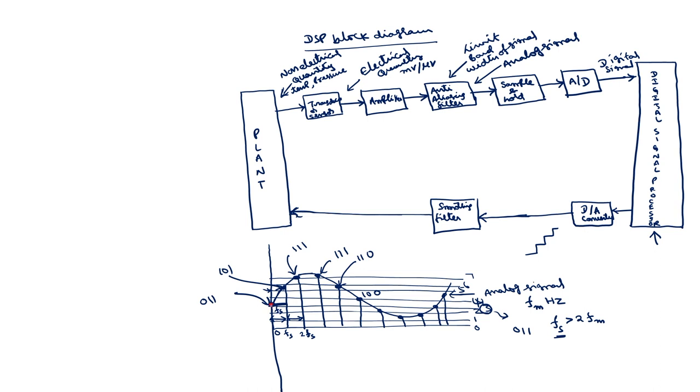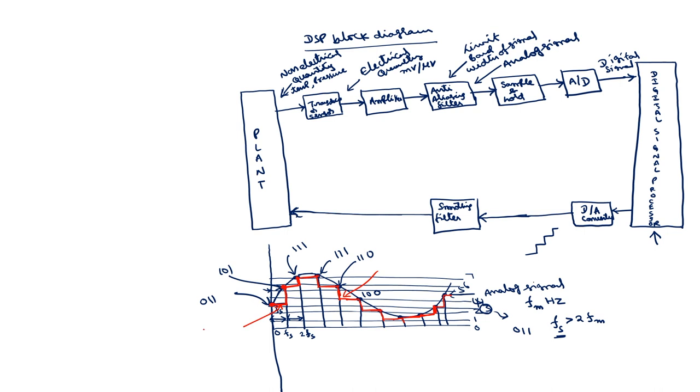You can see that this is the first sample you have taken. We will hold this until the next sample is taken. Then we will hold this until the next sample is taken. We will hold this until the next sample is taken. This is the output of the sample and hold circuit. We will sample and then hold.